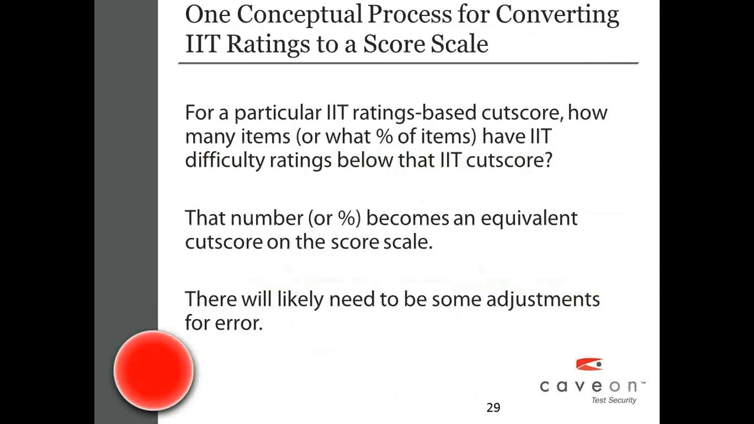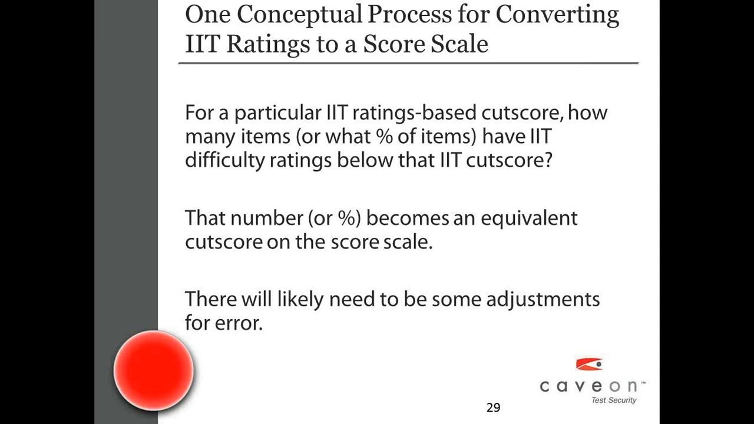Okay, so now I want to go from that IIT rating to a score scale. So I have the ratings-based cut score. My question is, how many items, or what percent of items, have IIT difficulty ratings below that IIT cut score? That number, or percent, becomes an equivalent cut score on a score scale. So this is the logic, and I'll show it graphically in just a second. And as I said, there will need to be some adjustments for error.